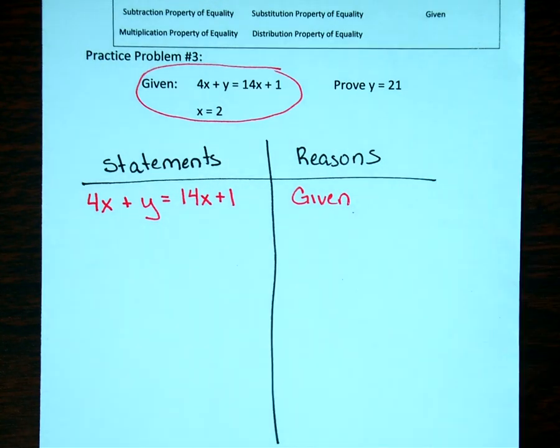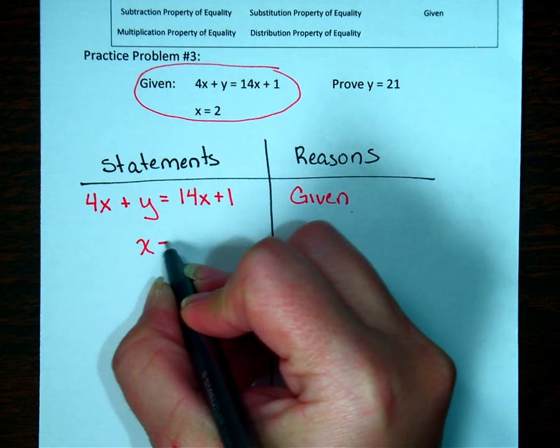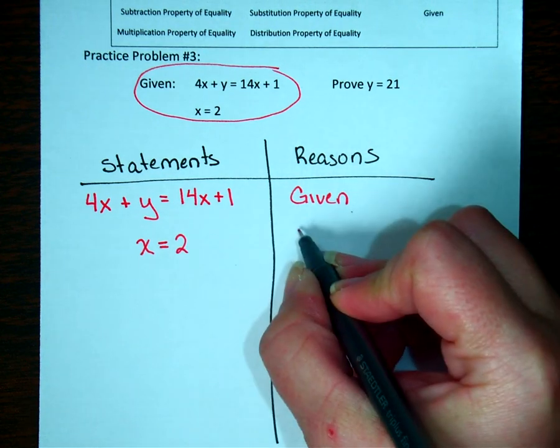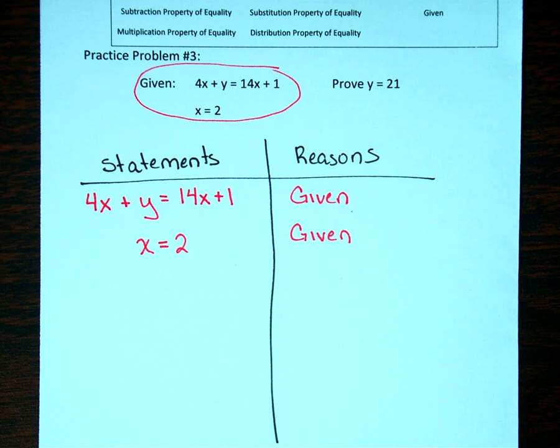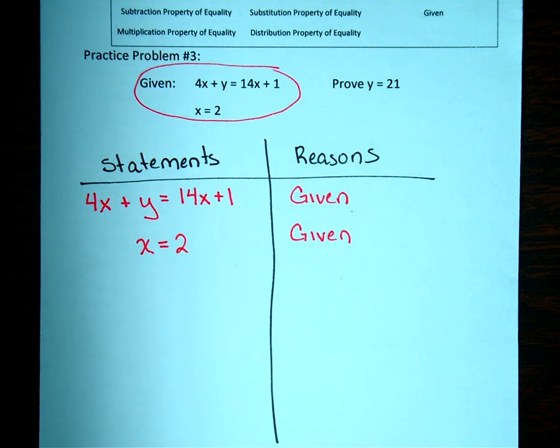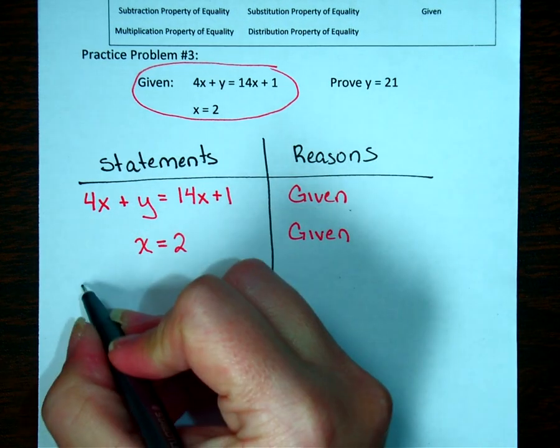Okay? And then the x equals 2 is also given to me. So I'm going to put that on the next line. X equals 2 is also given to me. Okay? So since I know what x is, I can take that x and I can substitute it in to the other equation.